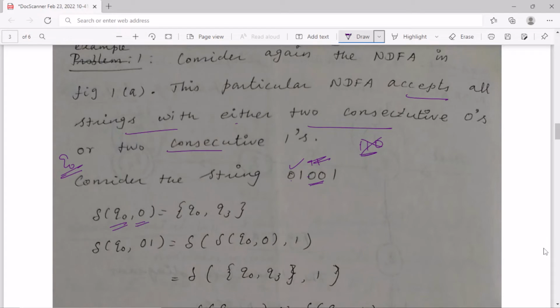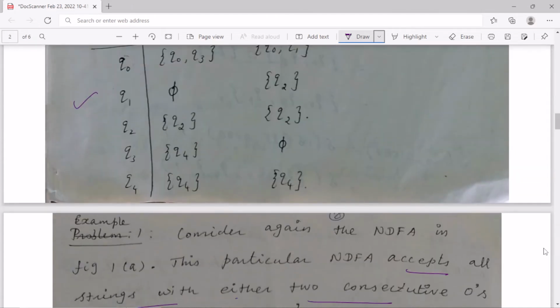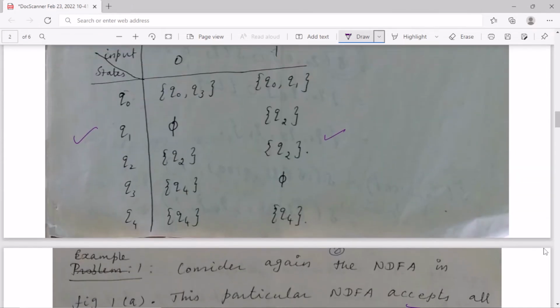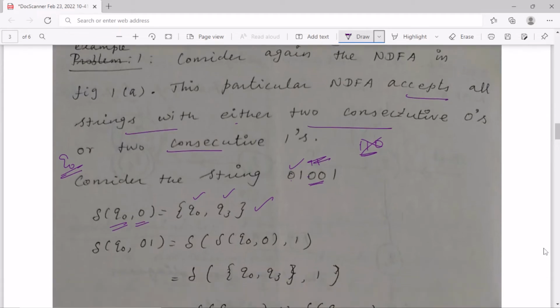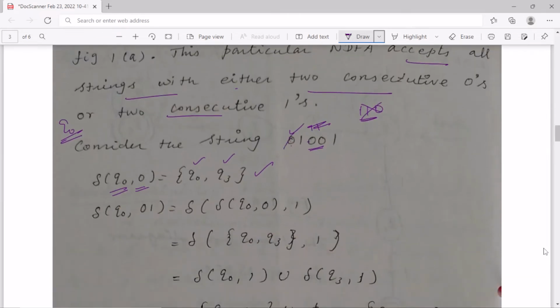So Q0 comma 0. As I told you already, we make use of the transition table. Q0 comma 0 gives Q0 and Q3, 2 possible states. So here you can write Q0 Q3. After reading the symbol 0, you can have 2 possible states: either you go to Q3 or you are again at the same state Q0. Next, after reading 0, we are going to read 1.